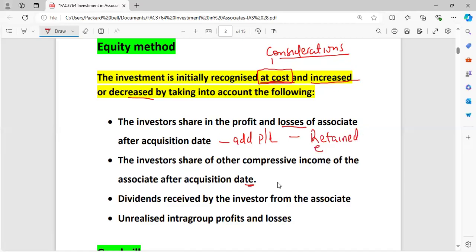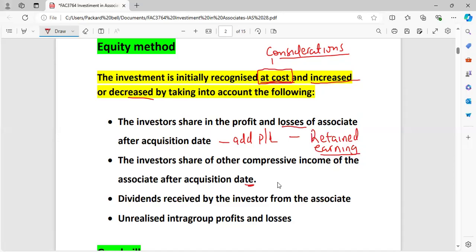What is in the retained earning, that's what you share. Remember, anything that was earned after acquisition to the beginning of the current year will be in the retained earning. So you need to check in the retained earning if there was profit or loss since acquisition. Then you adjust the consideration, which is the cost of the investment.